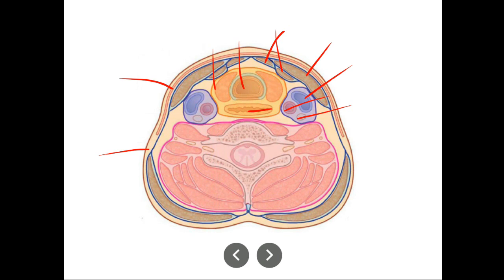Okay, and then we have the fascia around the tracheal part. This yellow color represents the pretracheal fascia. Around this vessel is the carotid sheath, and the posterior part of the pretracheal layer here, we call the buccopharyngeal fascia.